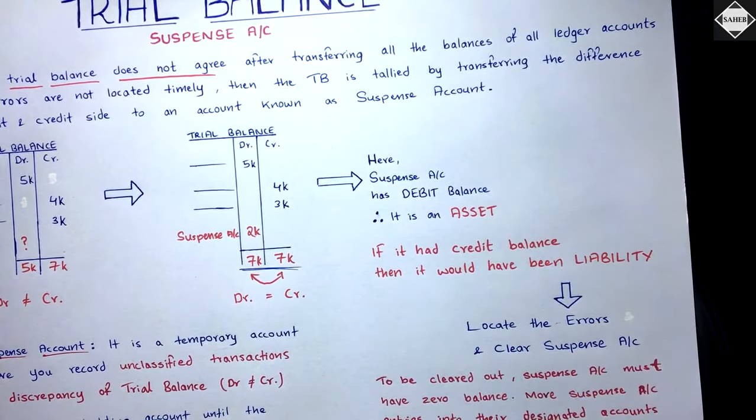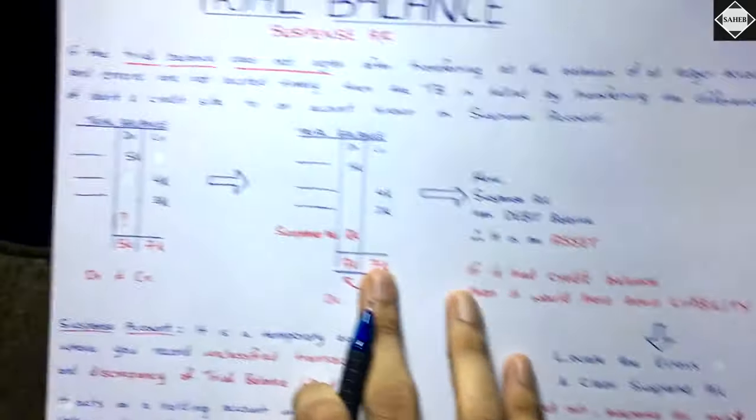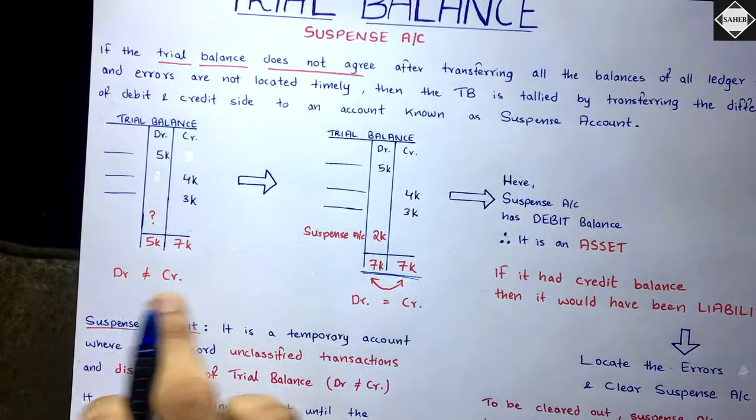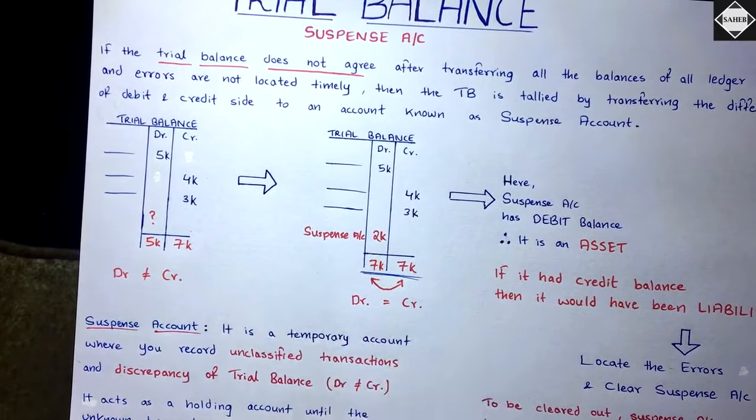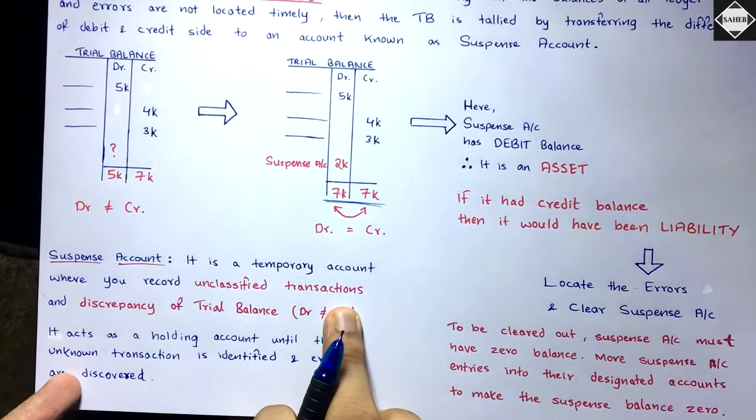Okay, you will learn that in the rectification of errors chapter. Fine, that's the first reason: discrepancy in the trial balance, it does not agree, debit is not equal to credit. Another reason is unclassified transactions.